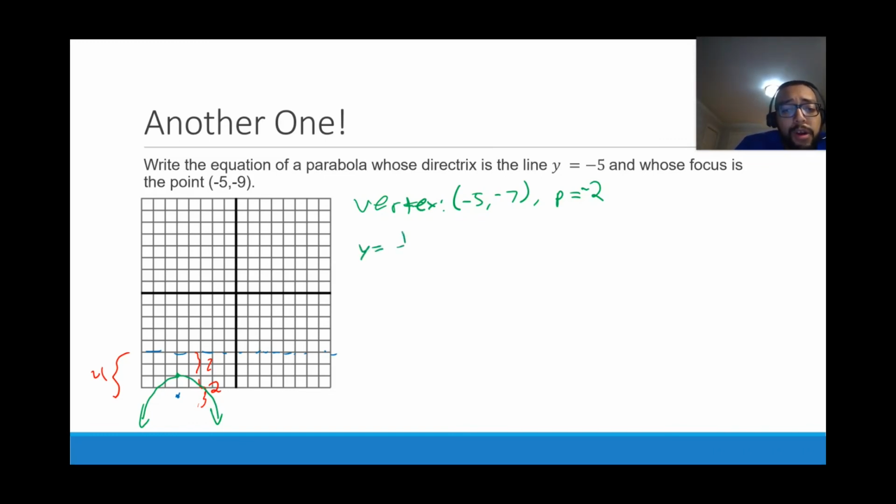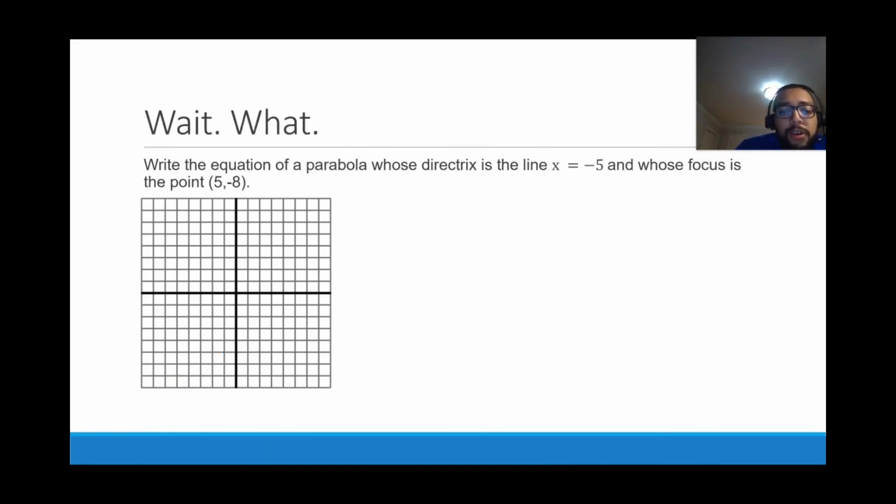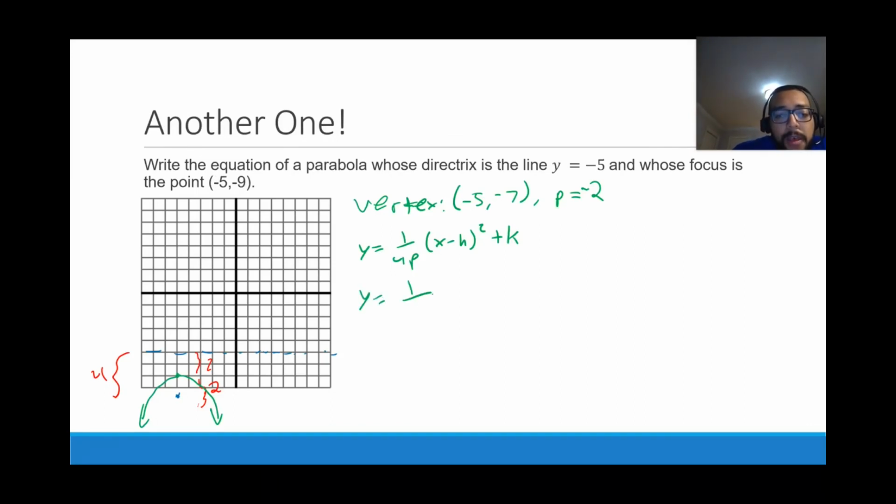So y equals 1 over 4p times x minus h squared plus k. So y equals 1 over 4 times -2, x minus, okay, well, what's my x value on my vertex? Oh, it's -5. Careful here. X minus -5. My k value is the y of my vertex, so that is -7. So y equals 1 over 4 times -2 is -8. So I'll put the 8 there and the negative out front. X minus -5 is the same thing as x plus 5. And then that's just -7.